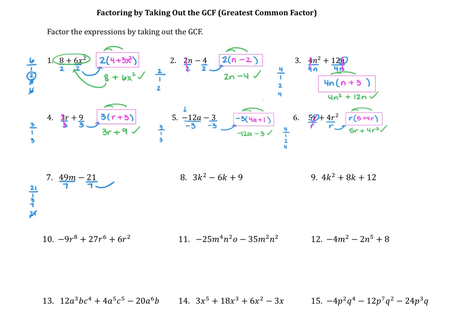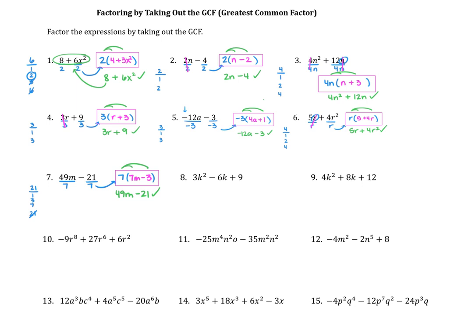So remember, that term will go out in front of parentheses, and then I'm going to divide. So 49 divided by 7 gives me 7, and I bring my m over, and 21 divided by 7 gives me negative 3. I'm going to do my check step. 7 times 7m gives me 49m, and 7 times negative 3 gives me negative 21. It matches what I started with. I've done it correctly.